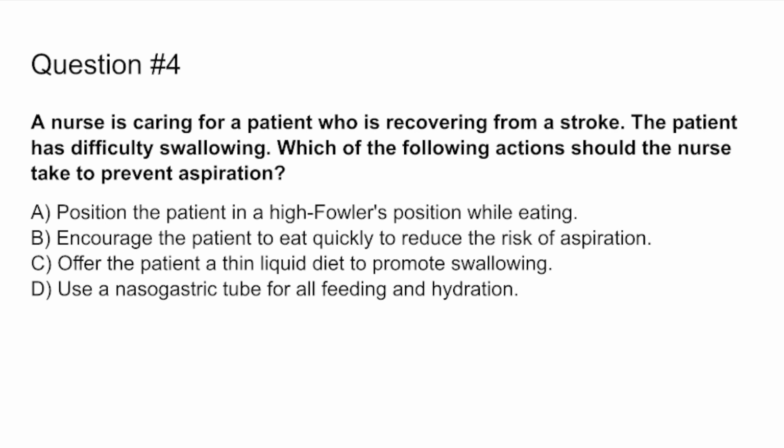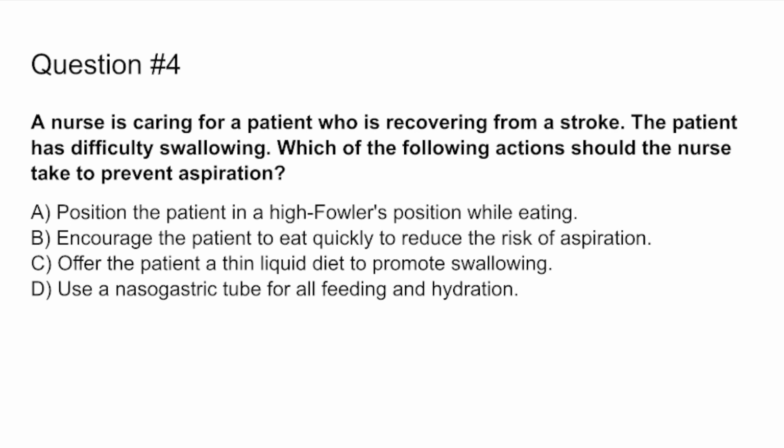That's probably not even in our scope of practice, because usually it's the physicians who dictate what type of diet the patient is going to be on. B, encourage the patient to eat quickly to reduce the risk of aspiration. Well, think about it. If you eat quickly, you're just forcing that food quickly down your throat. That's actually going to increase your risk for aspiration, not decrease it. And D, use a nasogastric tube for all feeding and hydration.